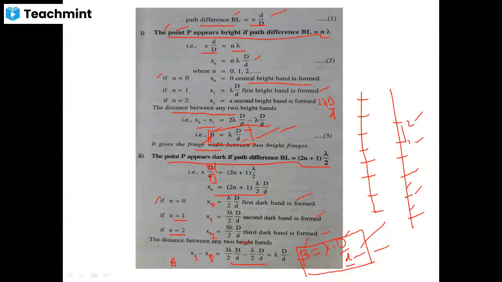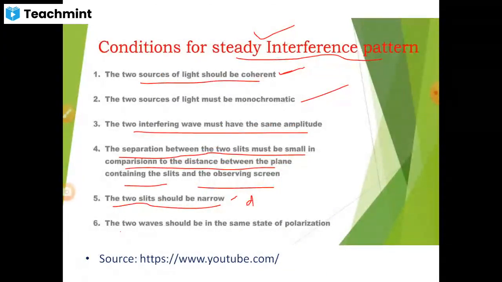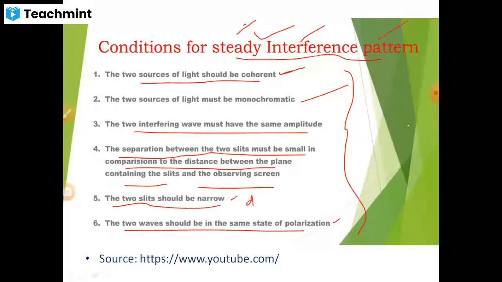Then one last condition: the two waves should be in the same state of polarization. So right now I'll not go into detail for this. Just remember that we have to have the same state of polarization for both incoming waves. So these are the essential conditions to obtain what is called a steady state interference pattern. Otherwise, if you don't follow these rules, the fringe pattern which is obtained on the screen is not going to be a steady fringe pattern. So we discussed the conditions for a steady fringe pattern.